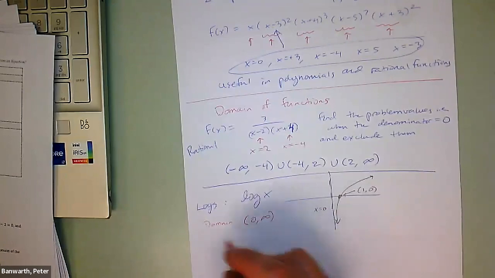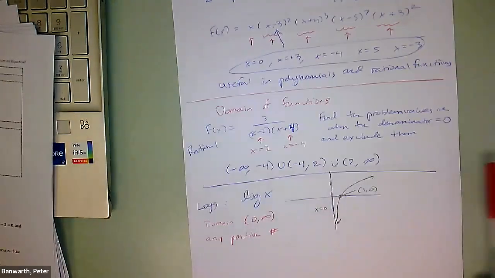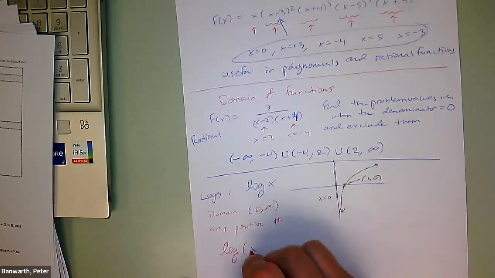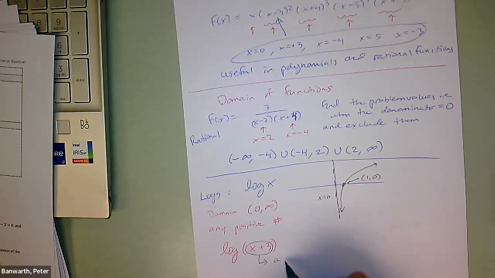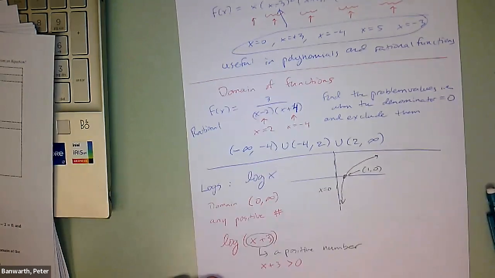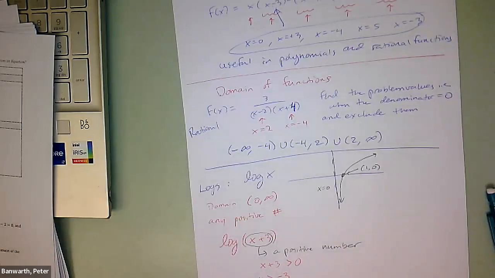So the domain of a log function is any positive number. So now if I have a different log, like log of x plus 3, I know that what goes into my log has to be a positive number, which is just saying that in this case, x plus 3 has to be positive. So x has to be greater than -3.